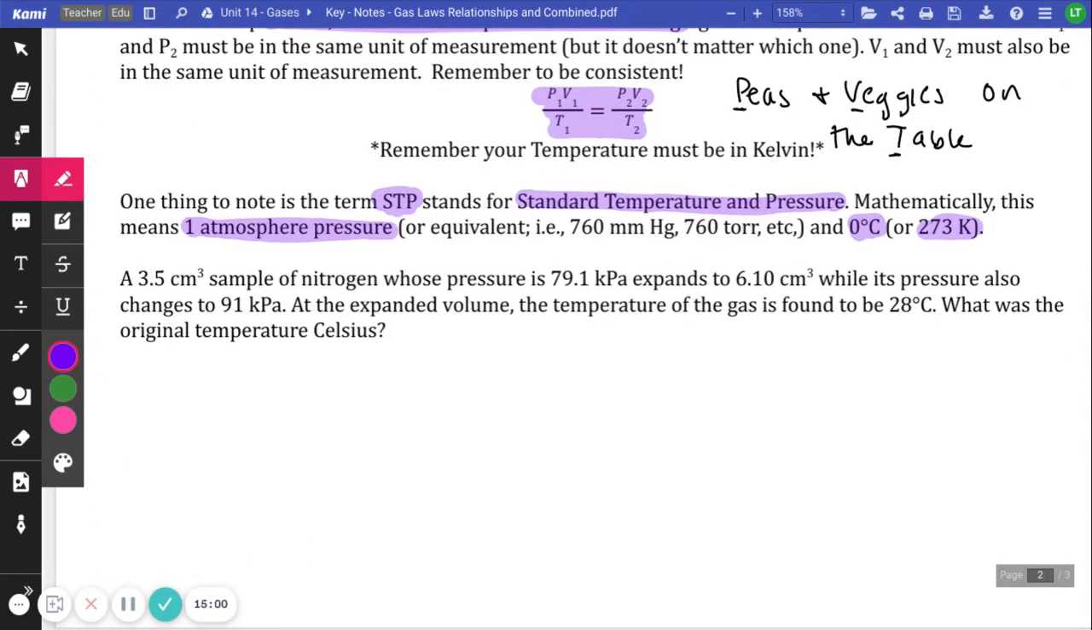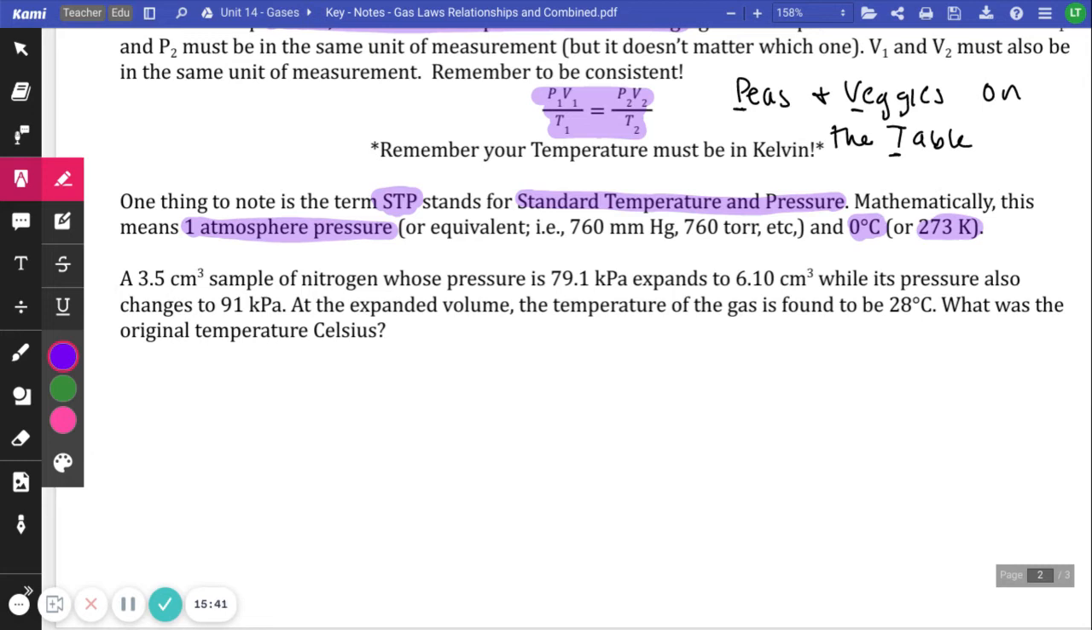Okay, so we are going to jump in now to solving these problems. What's going to be really important in solving these combined gas law problems is knowing your variables and making sure you label them. All right, so let's start up here. So this is a 3.5 centimeter cube sample of nitrogen whose pressure is 79.1 kilopascals, expands to 6.10 centimeters cubed, while its pressure also changes to 91 kilopascals. At the expanded volume, the temperature of the gas is found to be 28 degrees Celsius. What was the original temperature in Celsius?